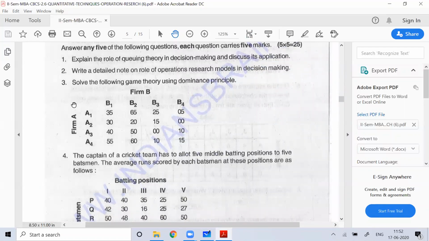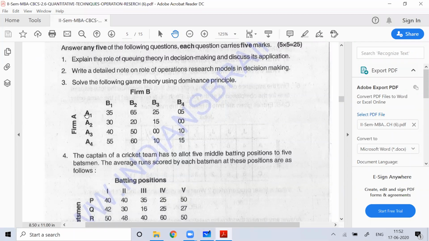Okay, you can see question number three: Solve the following game theory using the dominance principle. A 4 into 4 matrix is given, and we'll do that tomorrow. How to do these kinds of questions, that is what I'm doing today.